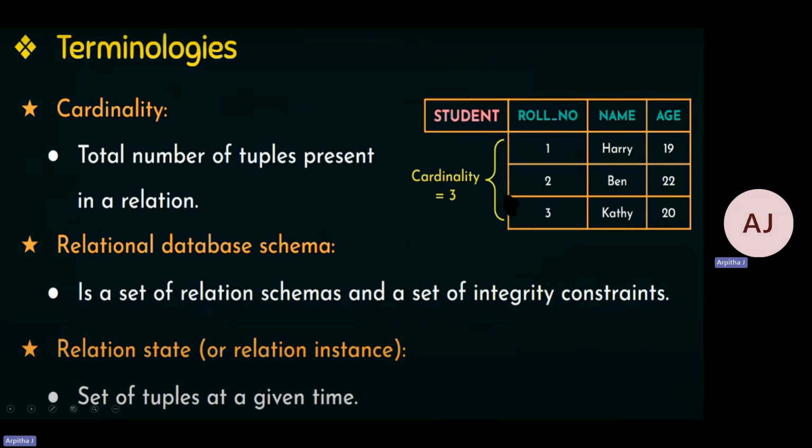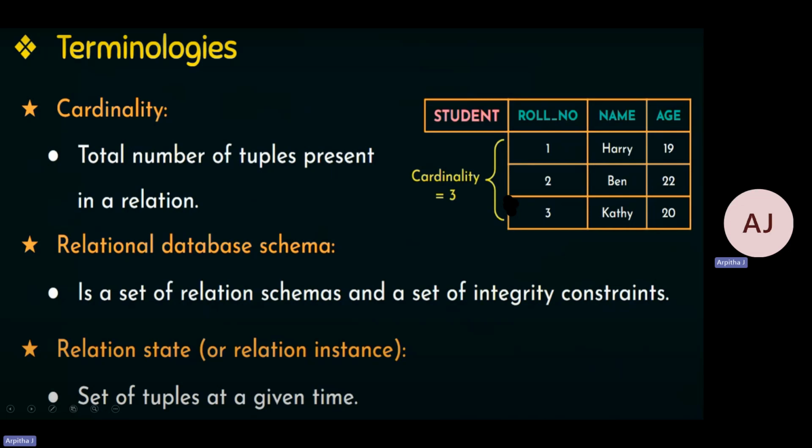Next is relational database schema. What do you mean by relational database schema? It is a set of relational schemas and a set of integrity constraints. When I'm talking about relational schema, what do you mean by relational schema? The name is equal to that particular table, and along with that the data, the entire thing we call the relational schema. So here in this student, roll number, name and age are the attributes. Along with that, all those together we call the relational database schema.